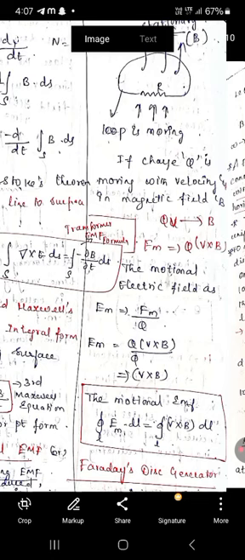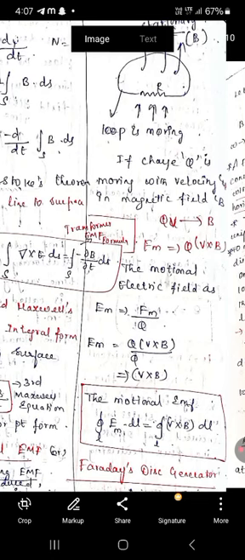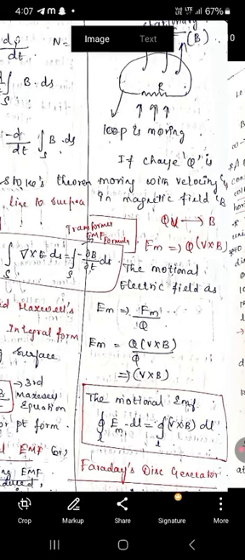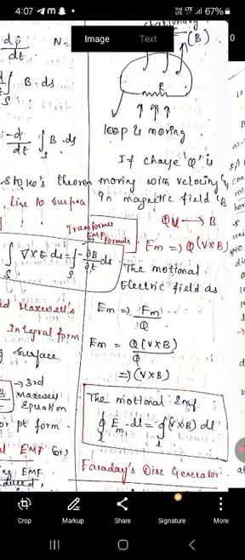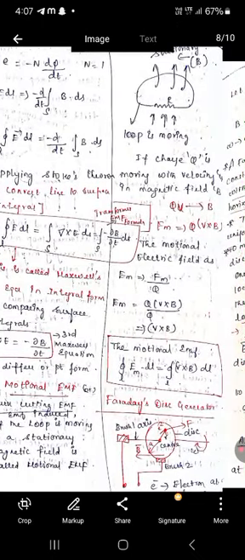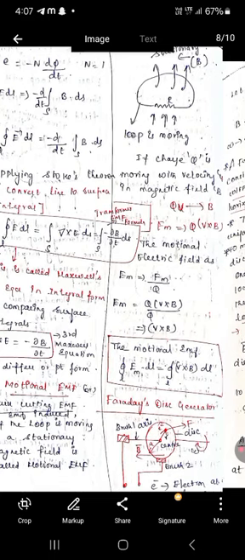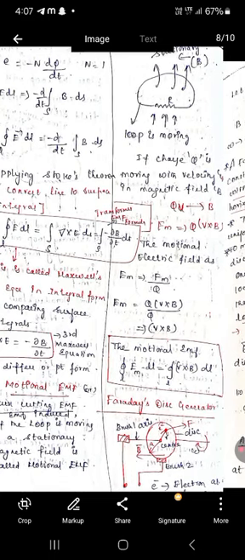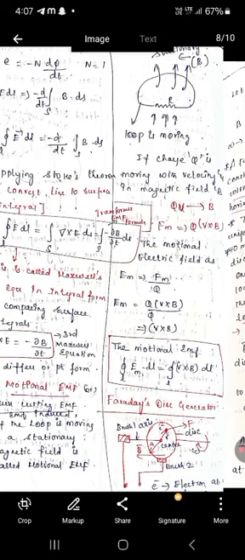That concept is written as Em equal to Fm by q, where Fm is equal to q into v cross B, divided by q. So in this, q cancels out, and the expression changes into Em equal to v cross B. Finally we derive the motional EMF, the integral of Em dot dl, which is equal to the integral of v cross B dot dl.